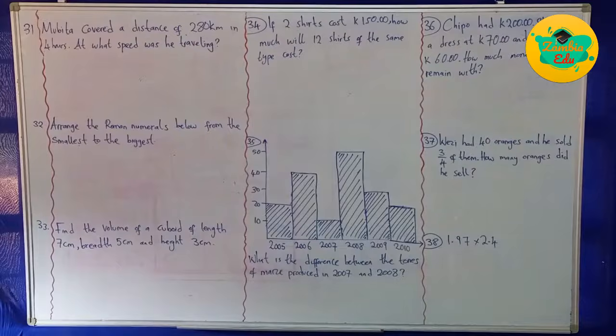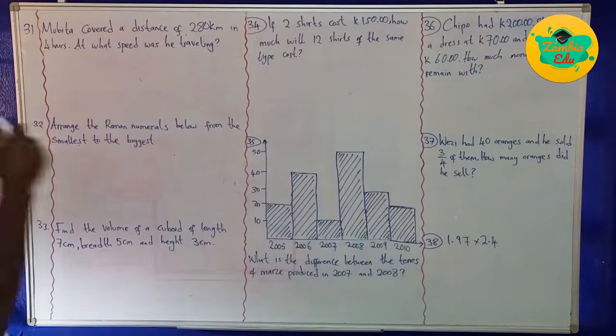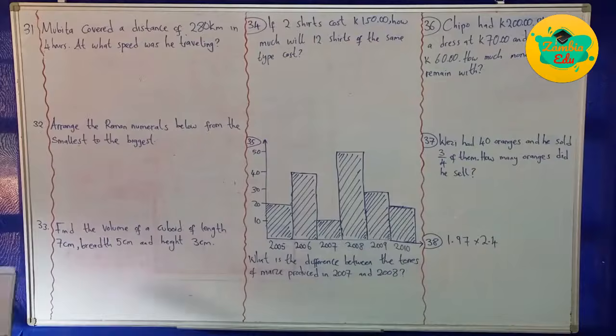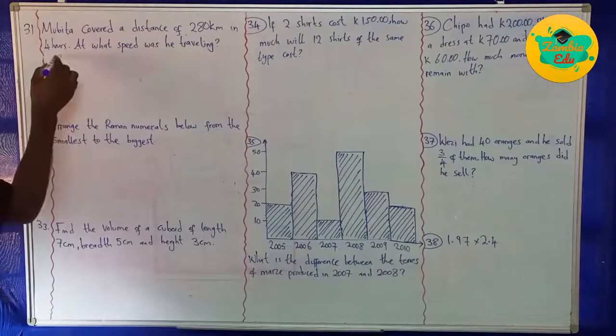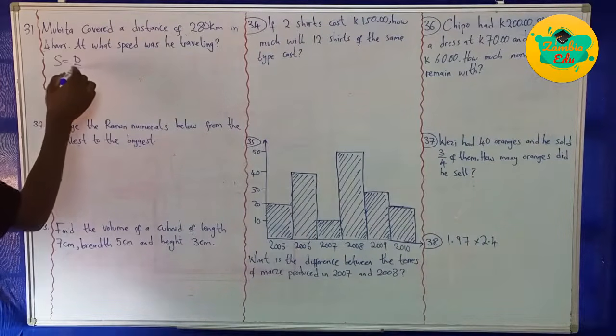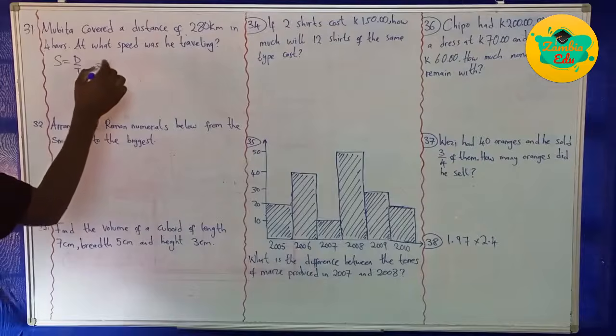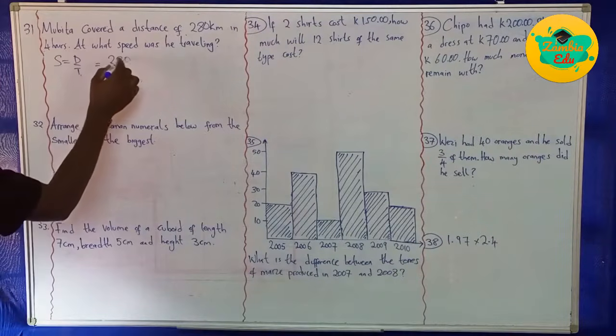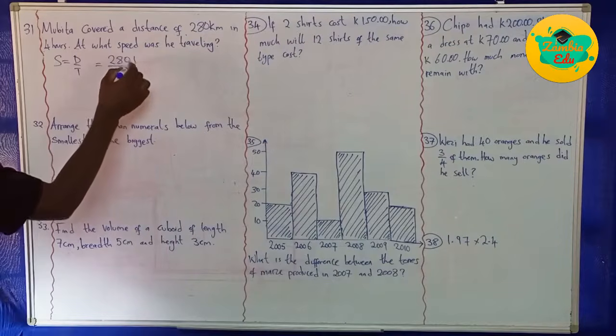Question 31. Movita covered a distance of 280 kilometers in 4 hours. At what speed was he traveling? The question is, at what speed was Movita traveling? So we know that speed is equal to distance over time. So that should be 280 over 4.